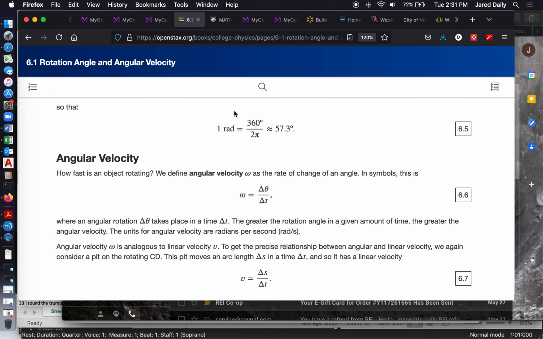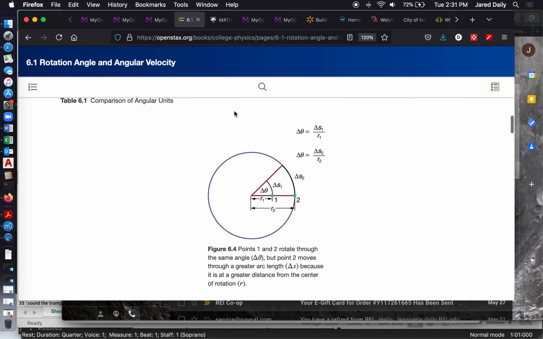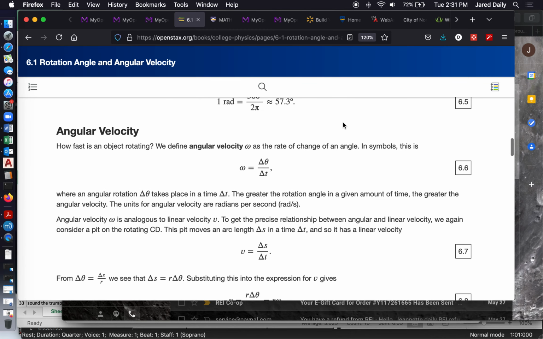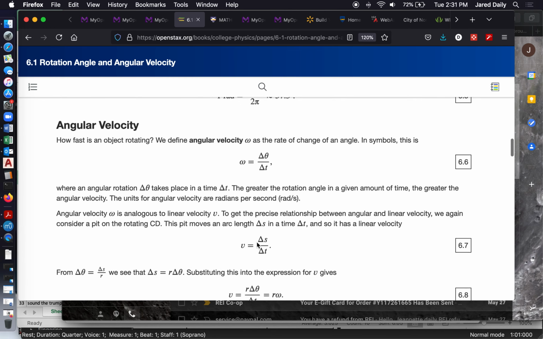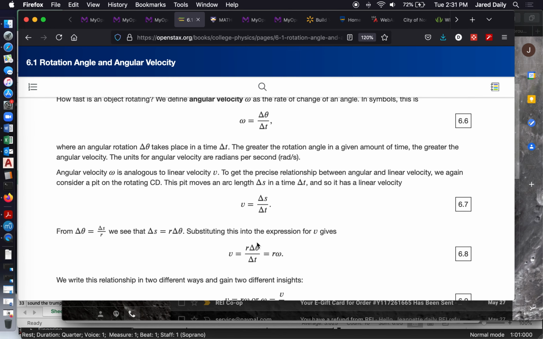The interesting thing about this situation is that we have this relationship between the distance or the arc length along the edge of the circle and the angle, and that's this relationship here. But now we have delta theta over delta t, and if we put the relationship in for delta theta right here, we get a relationship between the angle and the velocity of the particle along the edge of the circle.